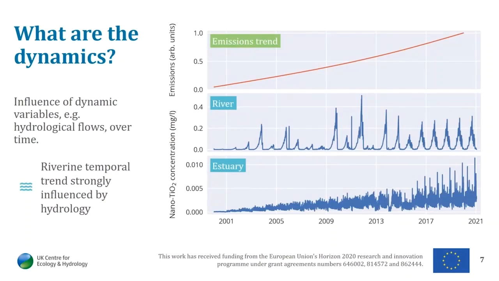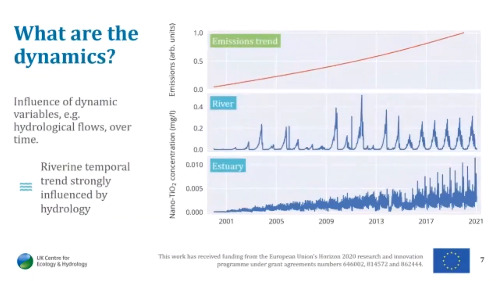And because it's a temporal model, we can look at the dynamics, and particularly the dynamics of more dynamically interesting compartments such as rivers and estuaries. So here, this graph on the right, I'm showing you an illustrative river reach and an illustrative estuary reach. The main conclusion to draw from this is that the riverine nanotitanium dioxide concentrations are strongly influenced by the hydrology of the system.